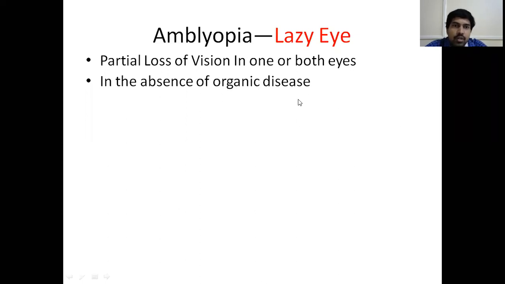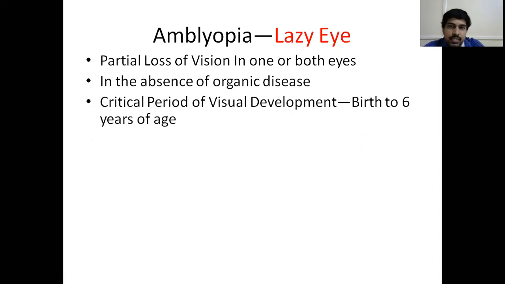So in the absence of organic disease, the vision will not be improving. This is known as amblyopia or lazy eye. Why does this occur? I told you the critical period of development of vision is from birth to 6 years of age. So 6 months to 6 years. I told you to remember 6 and 6. So 6 months to 6 years is your critical period of vision development.